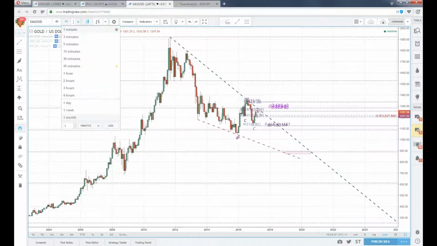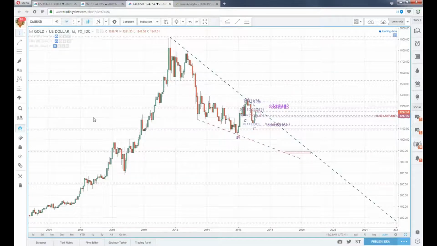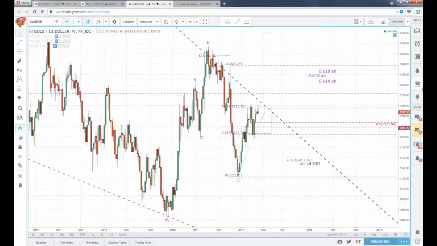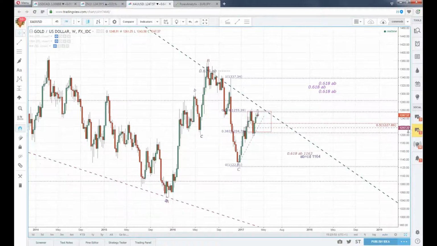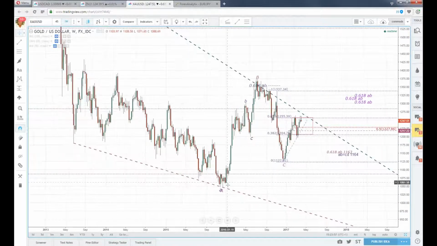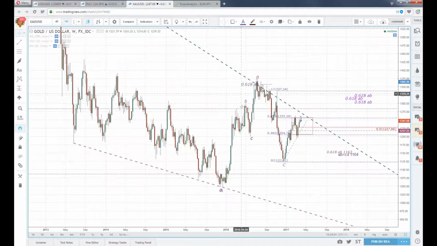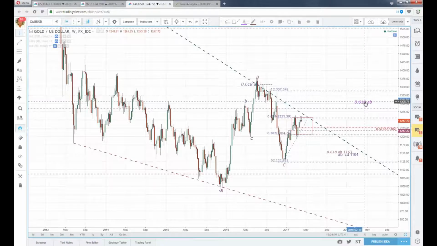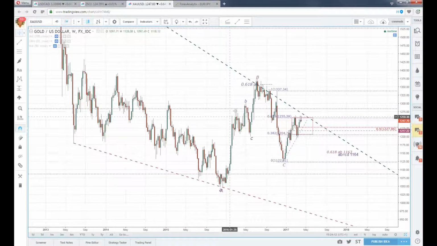But if I go down to my weekly chart, this is how I counted it in line with the silver. C here was 618 of this first rally. So C equals 618 of A. That's a very common corrective pattern, and that's what I believe we saw in this rally from the December 2015 low in gold.